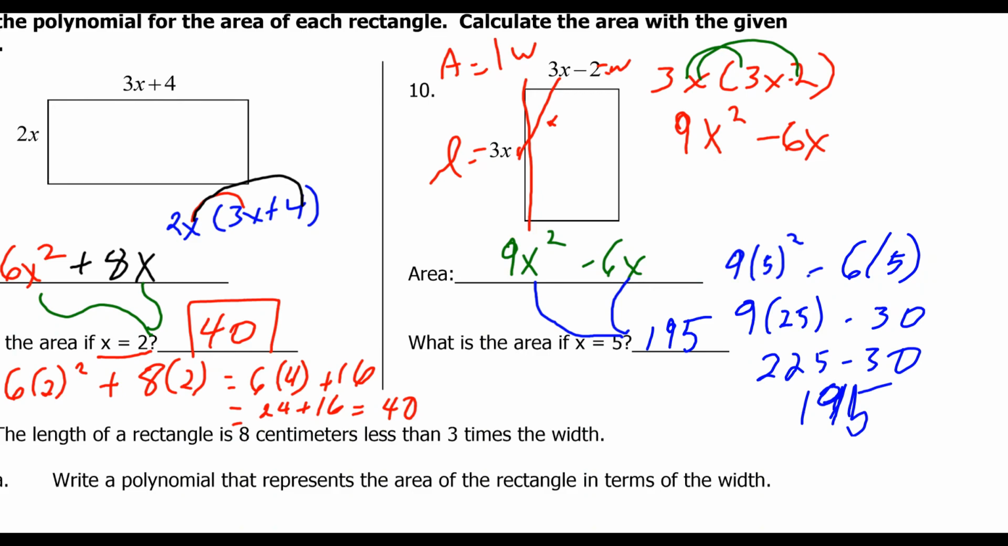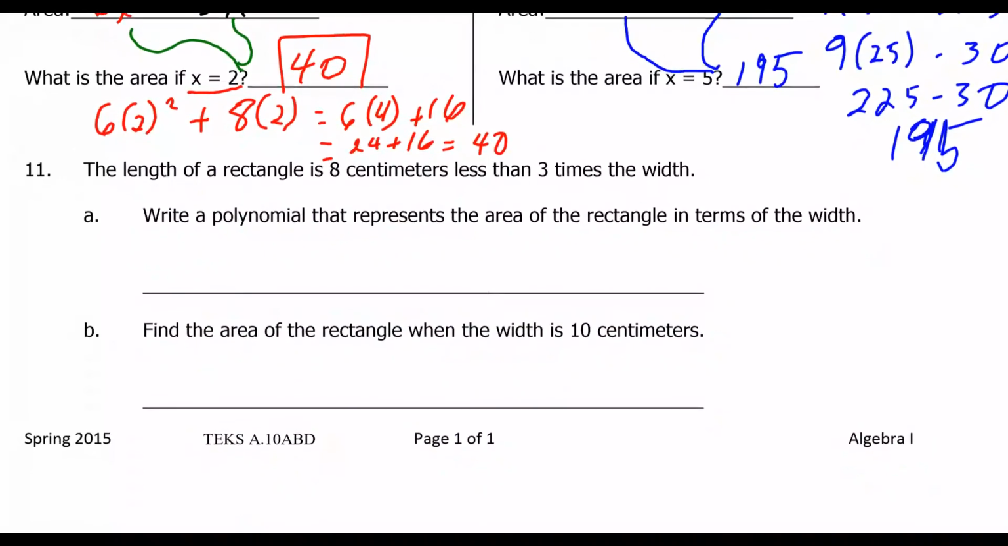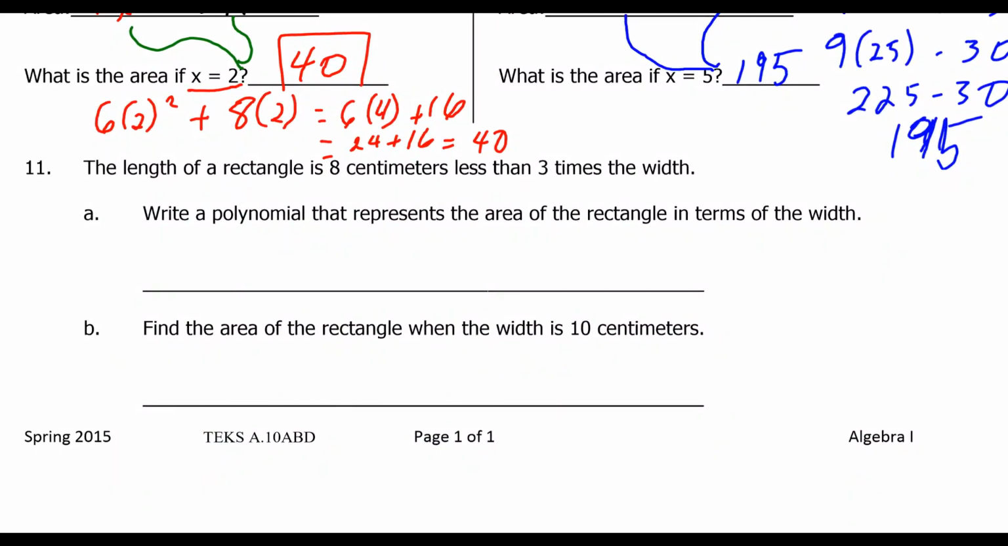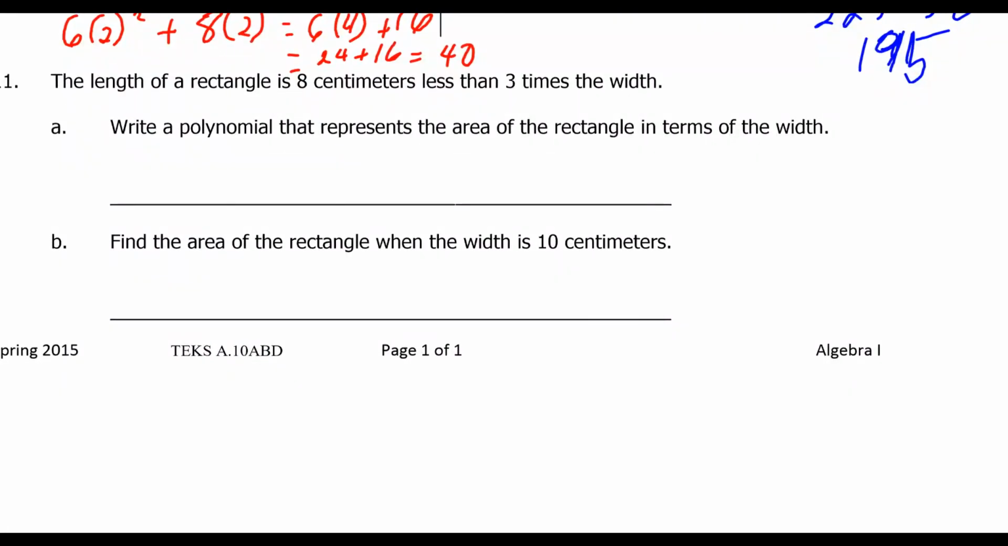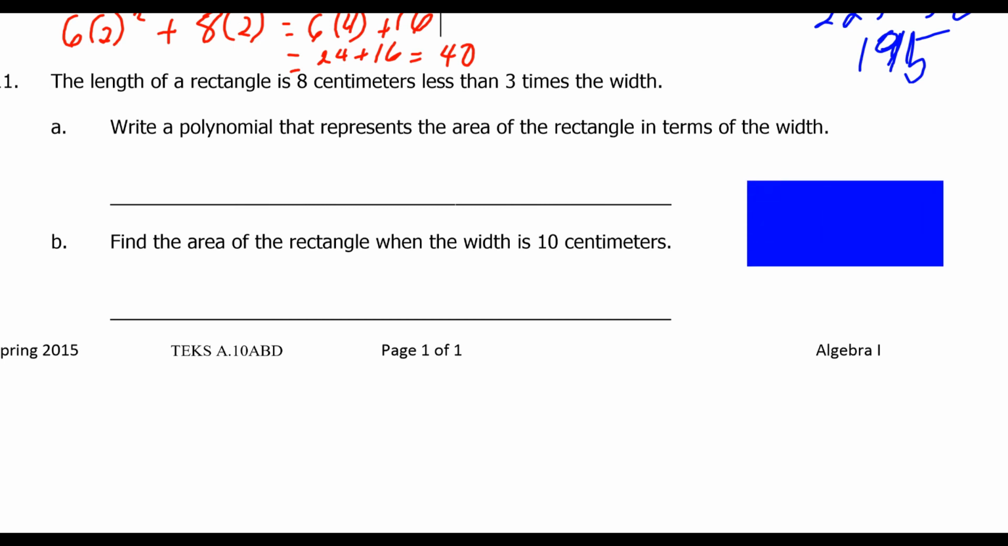All right, now number 11. It says that the length of a rectangle is 8 centimeters less than 3 times the width. Anytime that I see anything involving a rectangle, or they say rectangle and there's no picture, I go ahead and draw myself a picture of a rectangle. There's a rectangle. Now it says that the length is equivalent to 8 less than 3 times the width. So 3w minus 8, and there's the w.